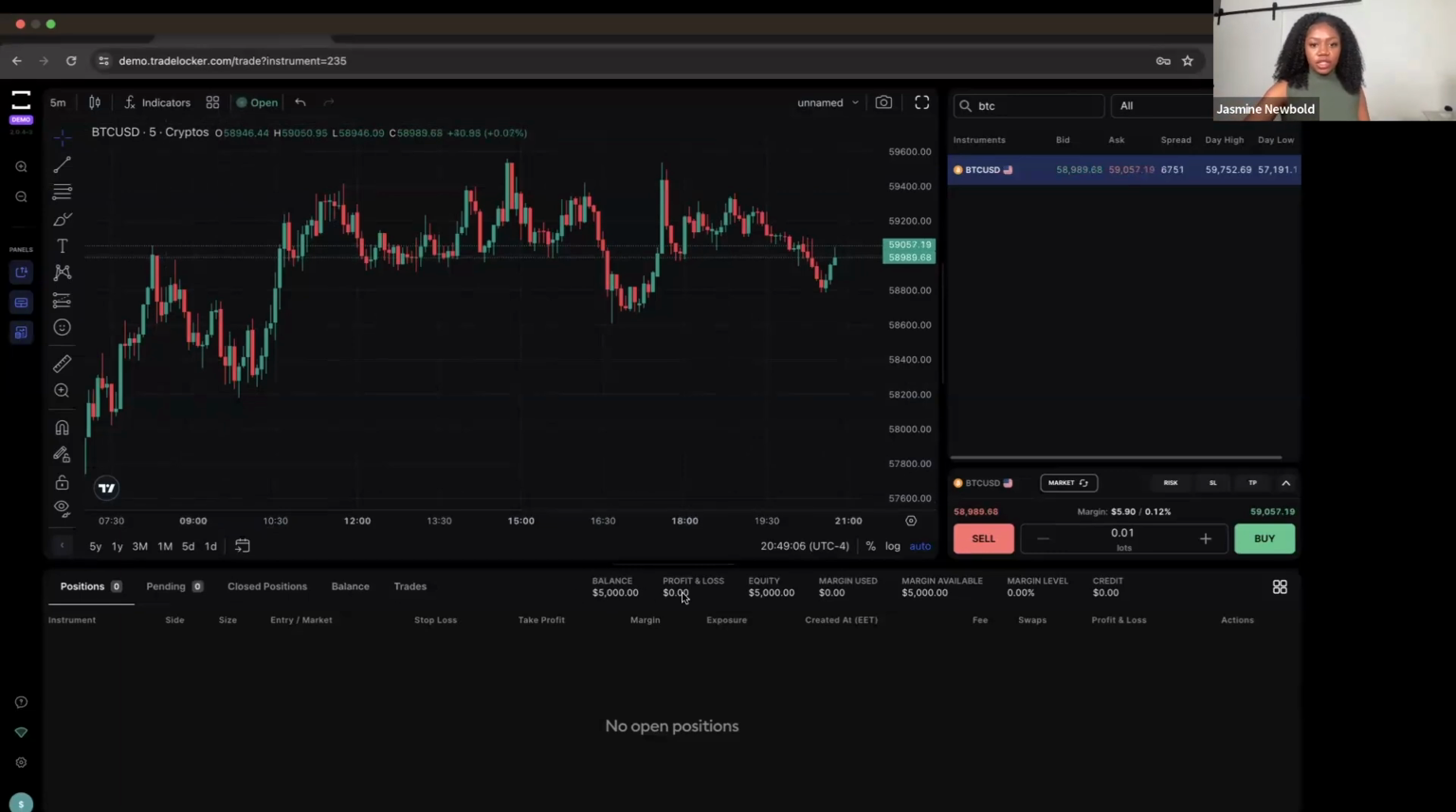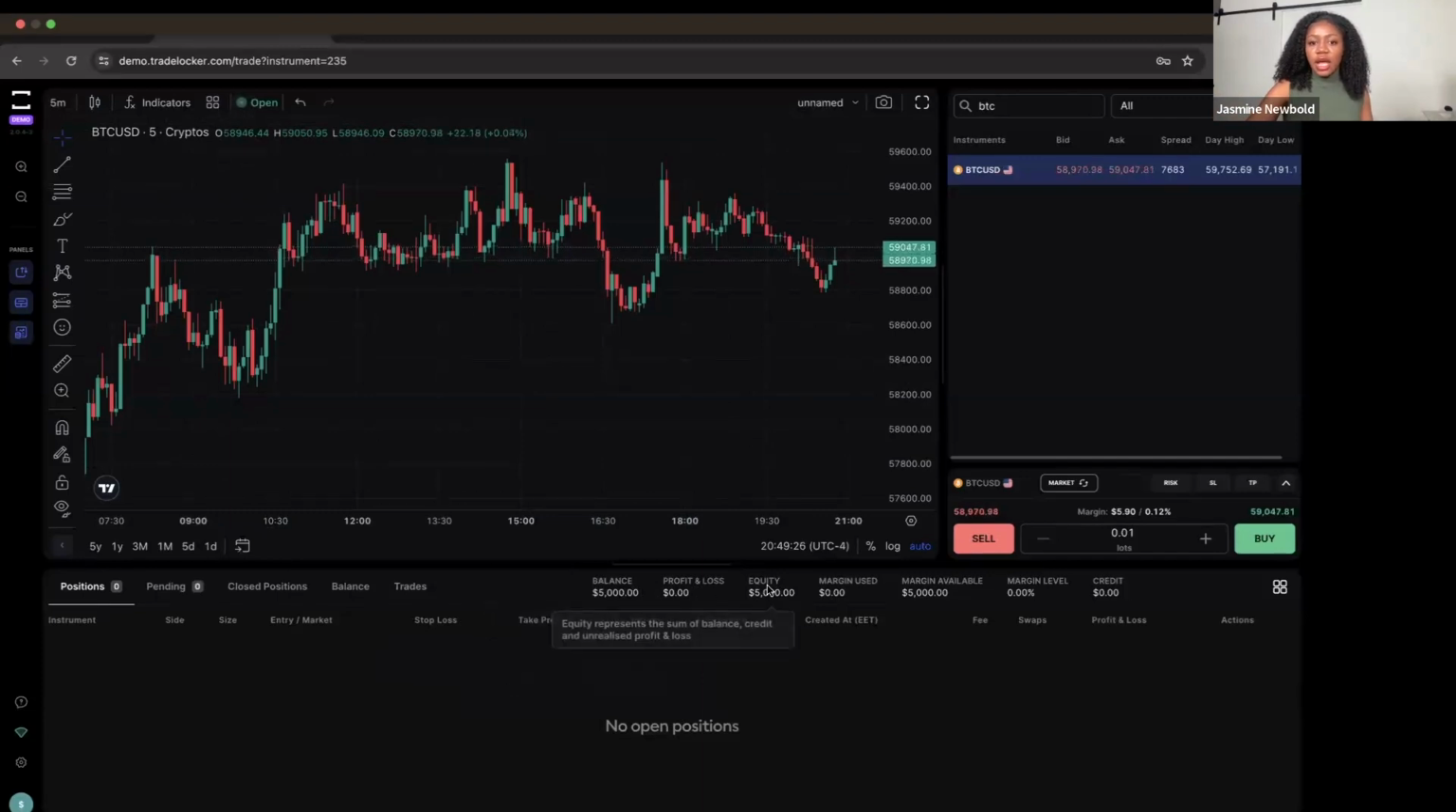So down here, this is where you're going to see any open positions that you have. And it's also going to show you your account information. So this demo account has $5,000 as the balance. The profit and loss is 0 because I haven't taken any trades on it. The equity is 5,000. And I love how it shows the meaning of these words. Like TradeLocker is just, I really like it.